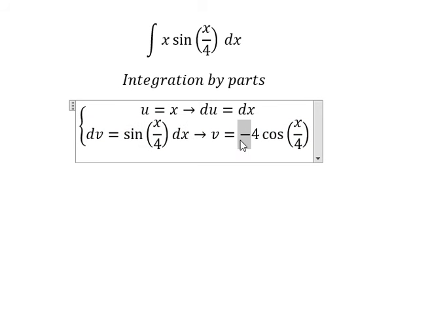Negative 4, negative that is from the integration of sine, that's why we have negative cosine. And 4, that's about the coefficient of s, 1 divided by the coefficient of s, 1 over 4. You got 4 in here.